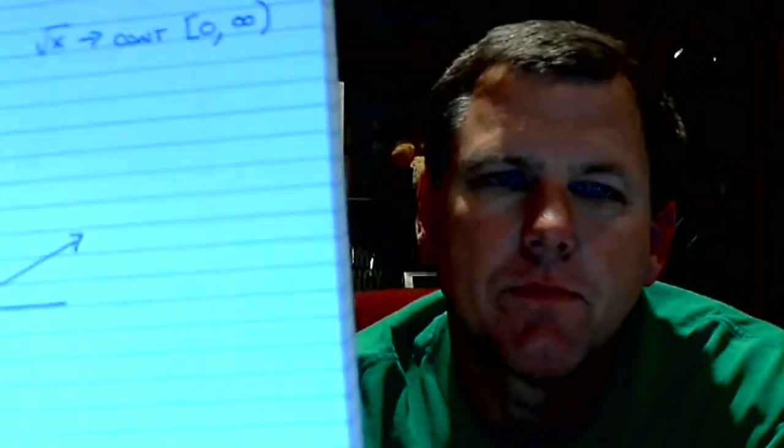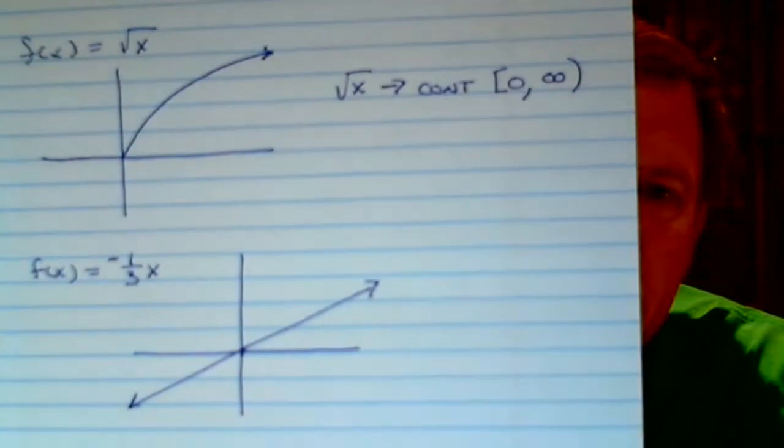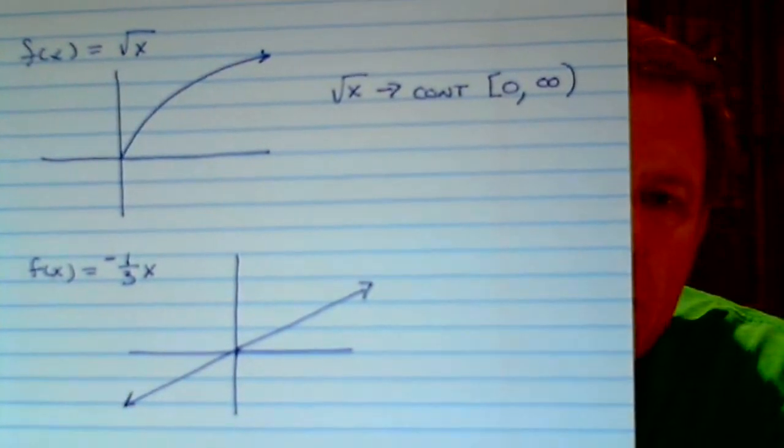The other function that we have, the other term of our function, we can think about it as just a piece, f of x is equal to negative 1/3 x. Well, the graph of f of x equals negative 1/3 x is a line. It has a y-intercept of 0 and a slope of negative 1/3. So that function has a graph that looks like this. F of x equals negative 1/3 x.